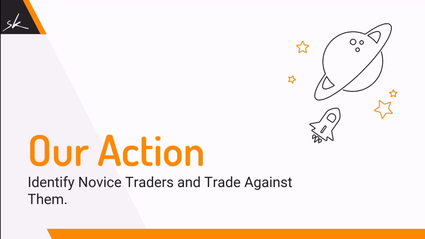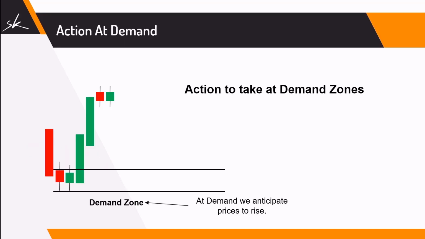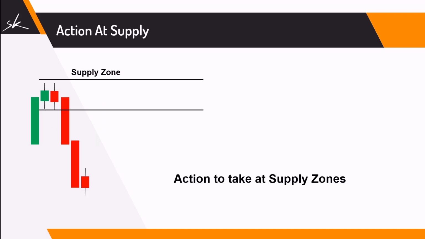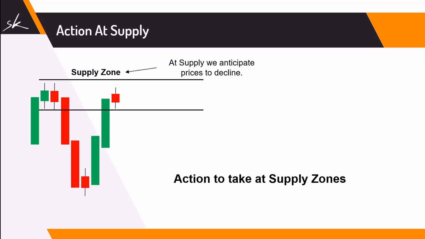Our action should be to identify these novice traders and trade against them. At demand, we anticipate the price to rise. Therefore, if a novice seller is selling after a drop in price, which means at a cheaper price, we should be willing to buy from him at that cheap price because from demand, prices can move up. At supply, we anticipate the price to drop. Therefore, if a novice buyer is buying after a rally in price, which means at an expensive price, we should sell to him at that expensive price because from supply, prices can move down.